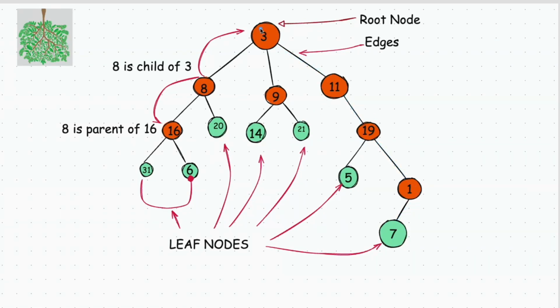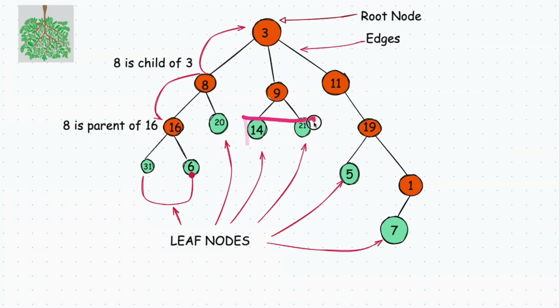So 11 is connected to 3 via this edge. Similarly, 11 to 19 via this edge. So all these lines are known as edges. And every node has one connecting node above it except the root node. So 8 has 3 above it. So 8 becomes the child of 3 and 3 is the parent of 8. Similarly, 8 is parent of 16. As 8 is parent of 16, so 16 becomes child of 8.